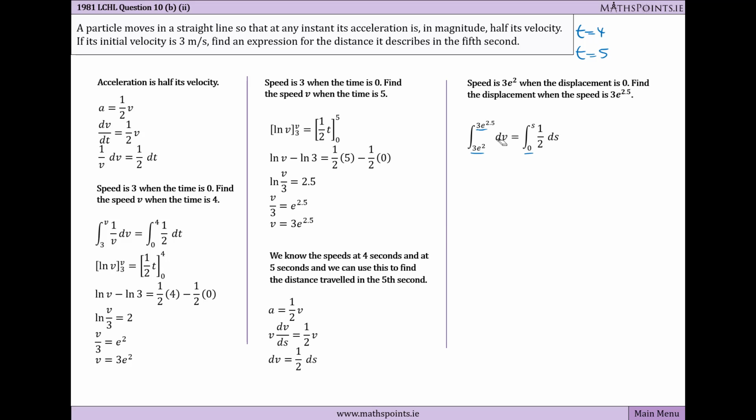So if I integrate the left-hand side, the integral of dv is just v, and on the right-hand side, the integral of a half is a half s. I'm going to sub in the limits, so on the left I have 3e to the 2.5 minus 3e squared, and that's equal to a half s minus a half times 0, but a half times 0 is just 0. I'm going to multiply both sides by 2 to give me a displacement of 6e to the 2.5 minus 6e squared. And if I throw that into the calculator, we can say that the distance traveled in the 5th second was 28.76 meters.